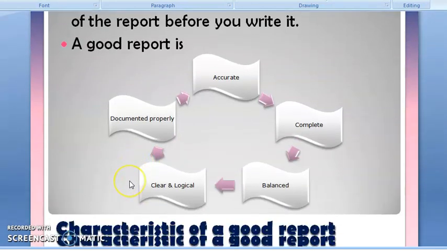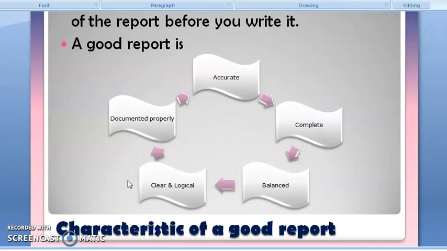So bila kita kata characteristics of a good report is actually based on how accurate the data that been presented, how complete the data. Right, bila you tengok data daripada Majlis Keselamatan Negara, you feel safe because it's actually the correct data daripada makcik-makcik bawang bercakap. Okay, it's a balance, it's clear and logical. Alright, nampak. Okay, documented properly.